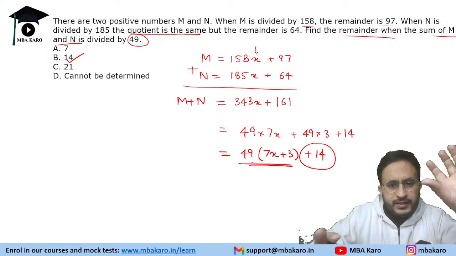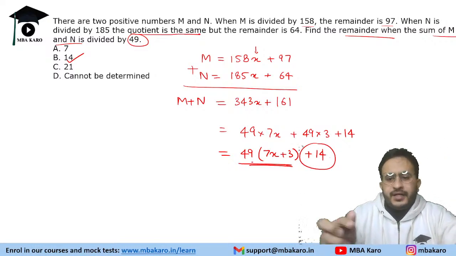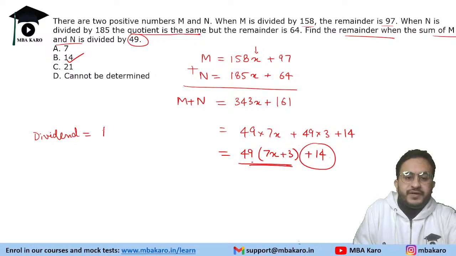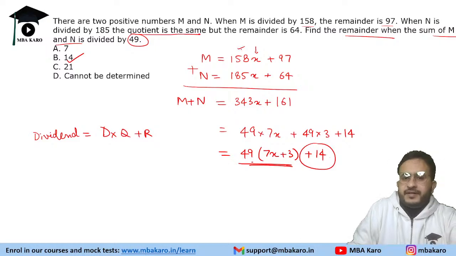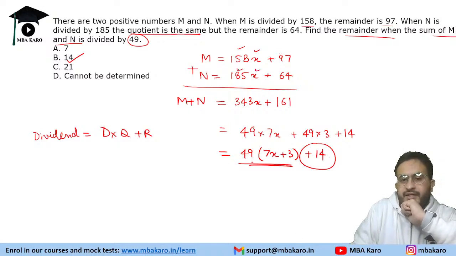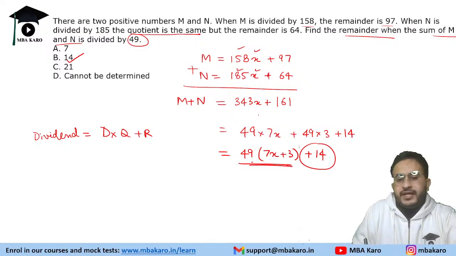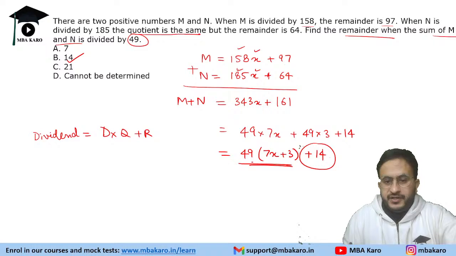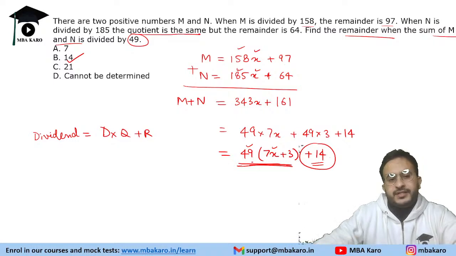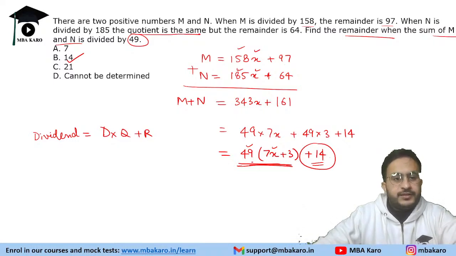So the basic rule of remainders: dividend is equal to divisor into quotient plus remainder. Okay, so divisor is 158, the number by which we divide. The quotient was x and remainder is 97. In the second case, the quotient is the same and divisor is 185. So just adding and getting the result. So when we divide by 49, this is the divisor, this is the quotient, and remainder is the extra thing that remains. So that is 14.